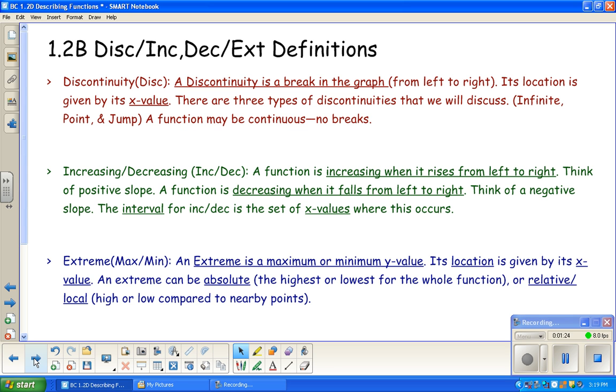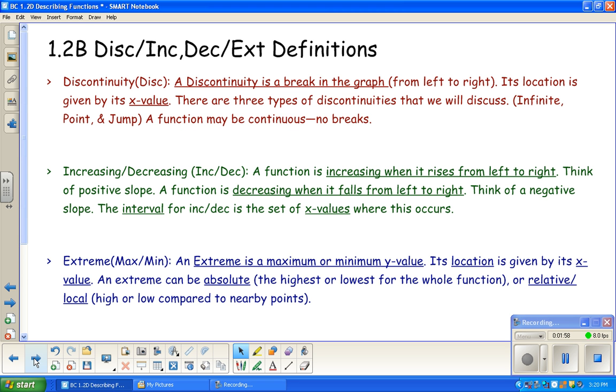Increasing and decreasing is really about slope. If it's increasing, going up from left to right, it is increasing in that set of x values. If it's going down like a negative slope, then it is decreasing for that set of x values. Okay? Again, read that from left to right. Extremes, maximums or minimums, sometimes called extrema, which is plural for extreme. I know it sounds funny. Extremes would just be more common nowadays. Maxima is plural for maximums, and minima plural for minimum.